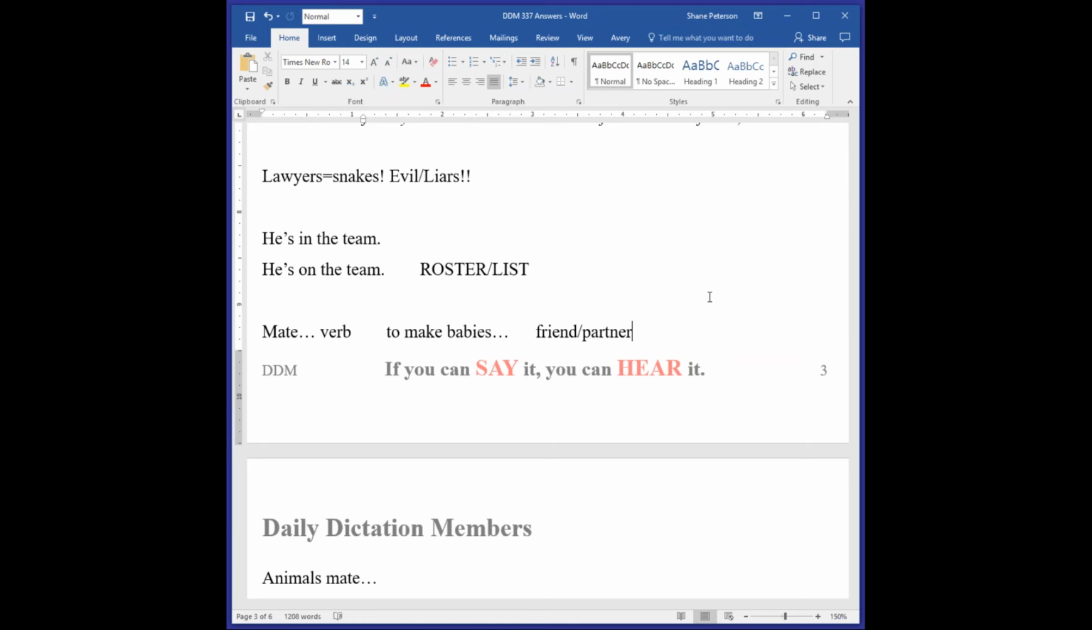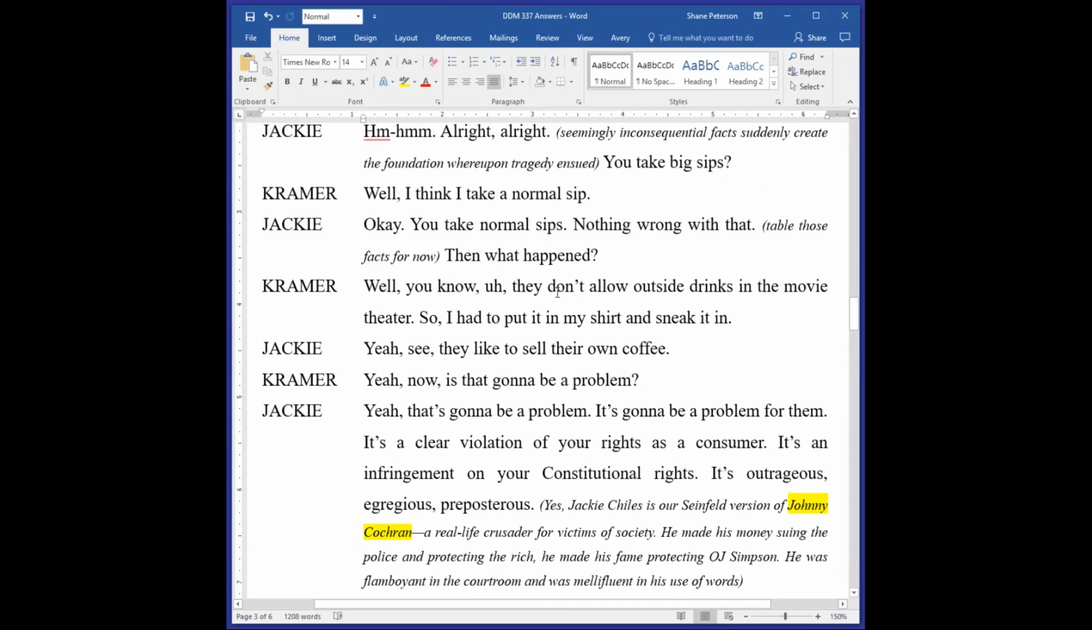I like to tell students when they're on the subway or the bus, you can practice English. Just pick up your phone and you can say, well, I think I take a normal sip. Well, you know, they don't allow outside drinks in the movie theater, so I had to put it in my shirt and sneak it in. Yeah, now is that going to be a problem? And people on the bus will think, wow, his English is great, but actually you're just talking. The problem is when you're talking, suddenly your phone rings.